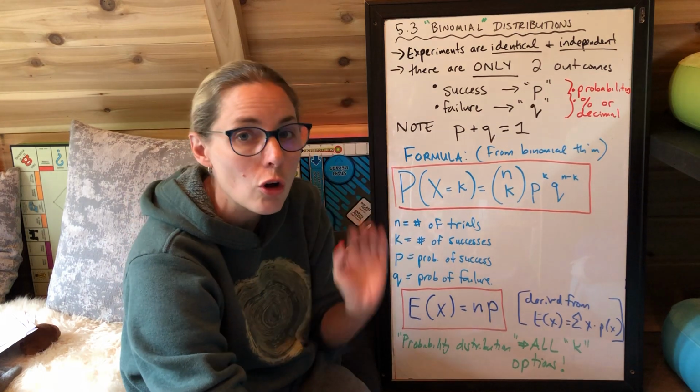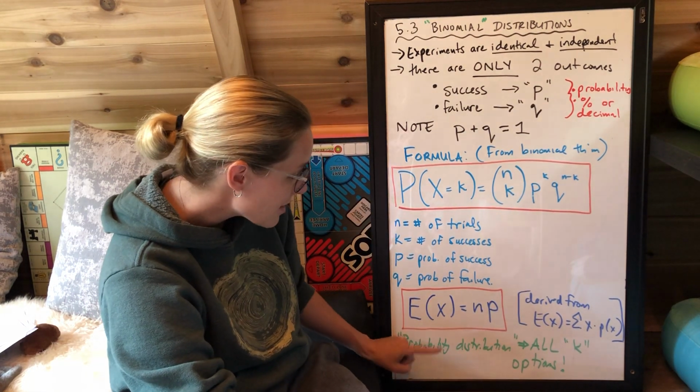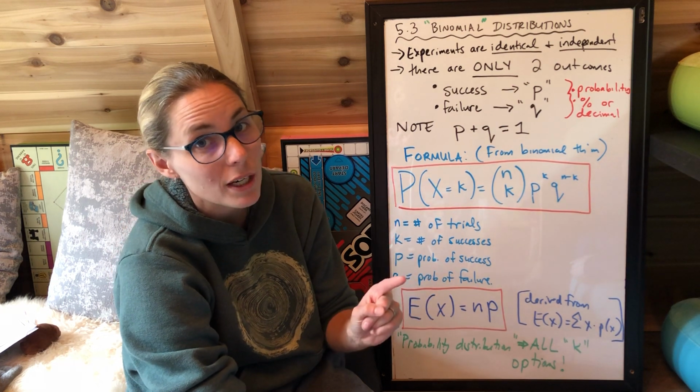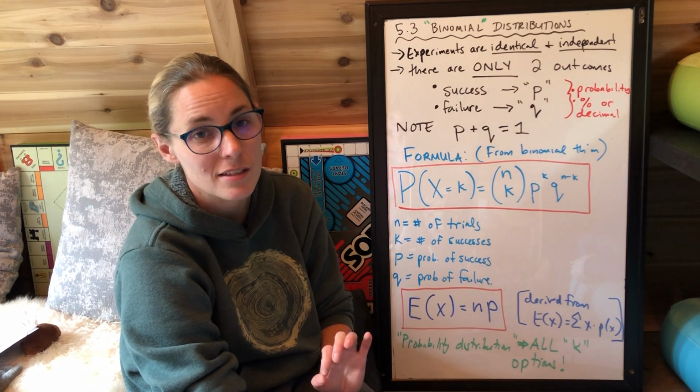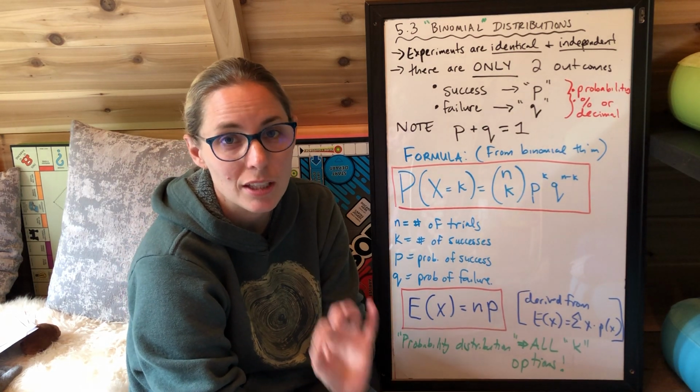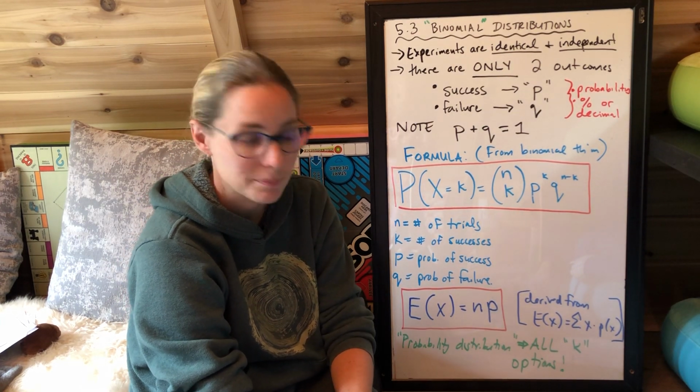You have to look at all the possibilities. So if you're asked to find the probability distribution, which you will be in the homework at some point, you have to find all cases. You're much happier when they ask you for a specific probability, like the probability it rains exactly 3 days.